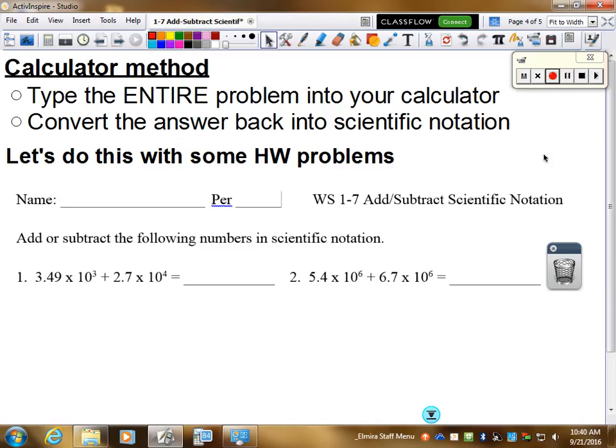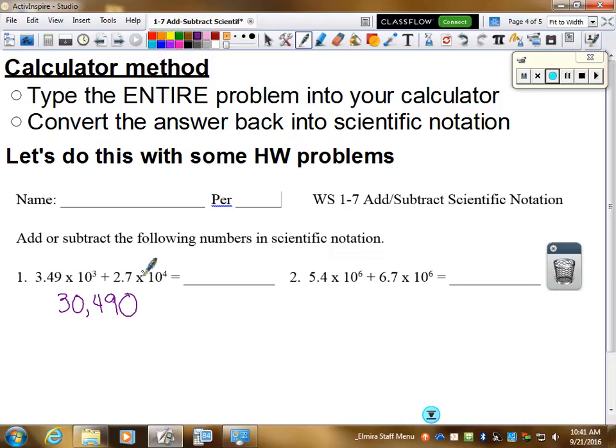Okay, alrighty. So we can type in on your calculator exactly what you see. 3.49 times 10 caret 3, okay, plus 2.7 times 10 caret 4. And on my calculator screen it shows 30,490. So that saved me from converting this scientific notation, and then typing them in to add together.